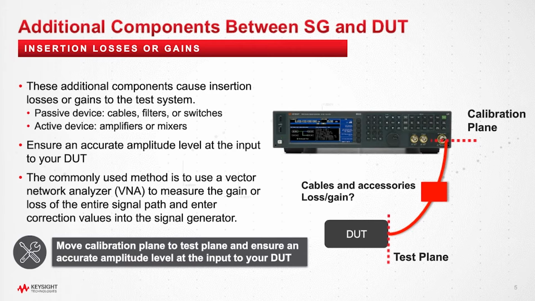There are several ways to optimize amplitude accuracy while you use an external amplifier, attenuator, and other passive accessories with a signal generator. The common method is to use a vector network analyzer, VNA, to measure the gain or loss of the external signal path and enter the correction value into the signal generator. So the first task, as shown on the slide, is to move the calibration plane to the test plane and ensure the accurate amplitude levels at the input to your device under test.